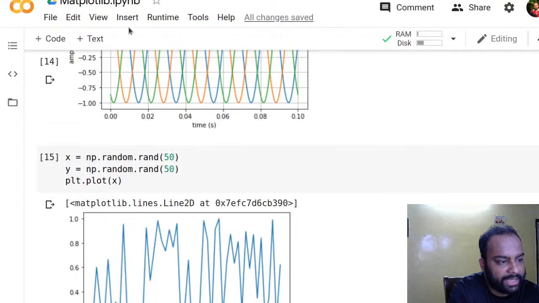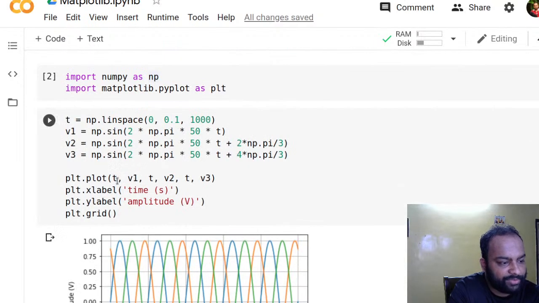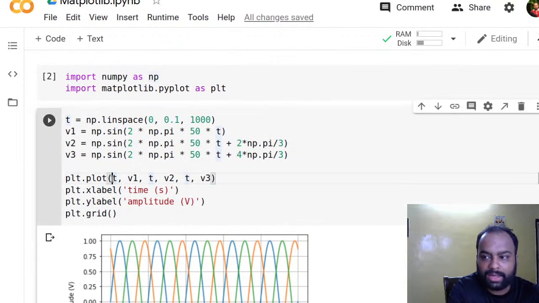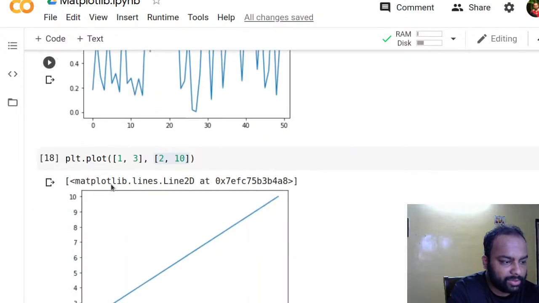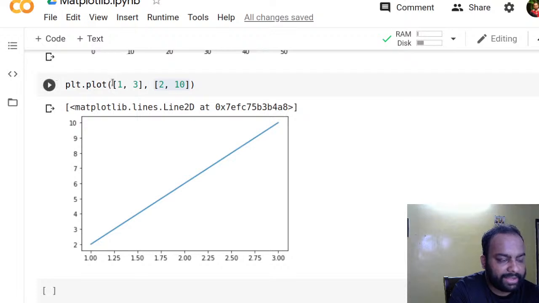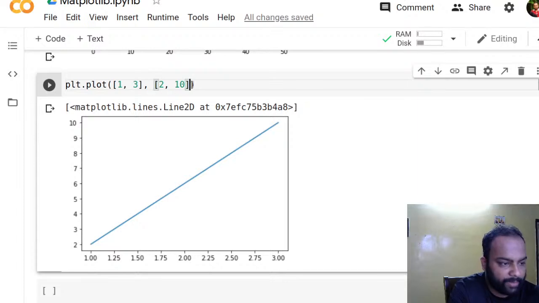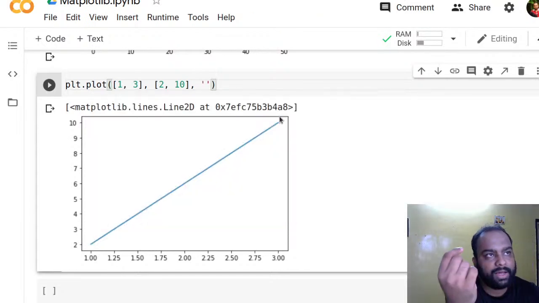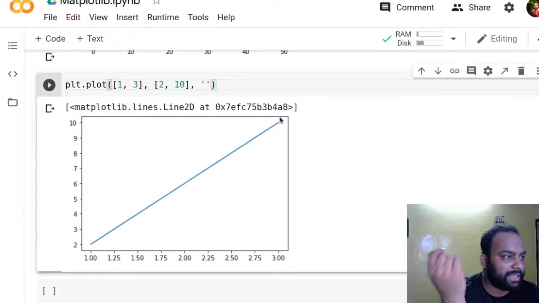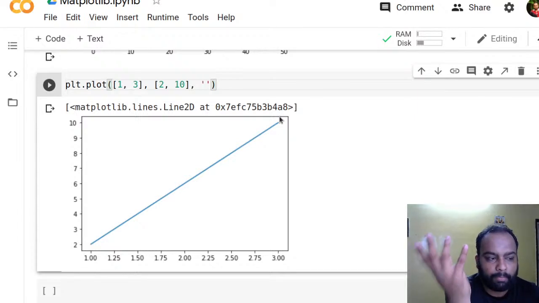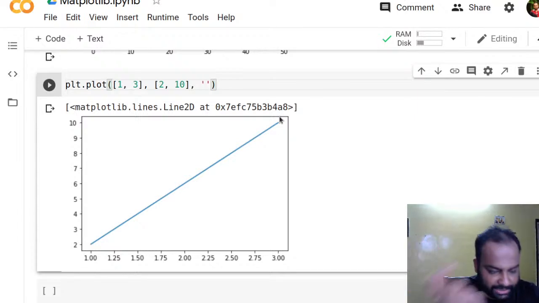Recall that the first thing we passed in was the array for the horizontal axis. It's the same thing here: we pass in the array for the horizontal axis, and this is the array for the vertical axis. Essentially, these are just coordinate points. What if instead of this kind of plot, I want the points to be represented by points like that?